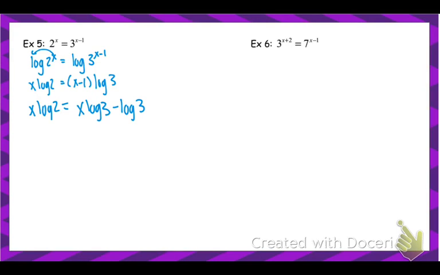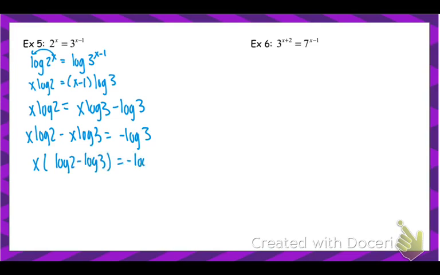Now at this point, this is going to be a pretty similar method that we used when we were solving for inverses of rational functions. I'm trying to solve for x, so I'm going to get everything with an x on the same side. I'm going to factor out that x so that now I can divide by what's with it.